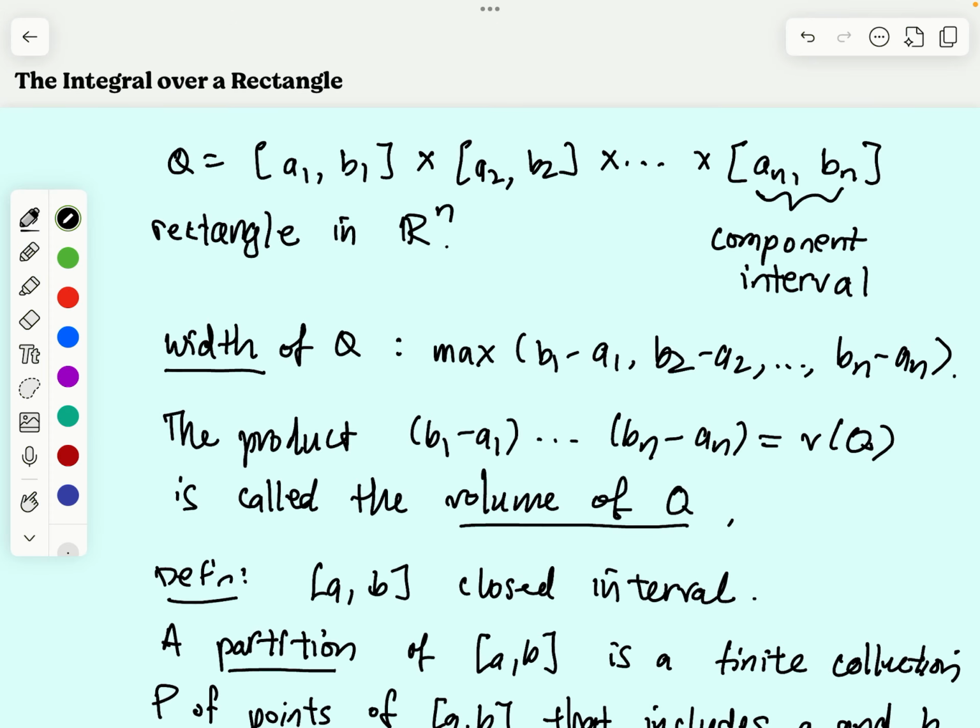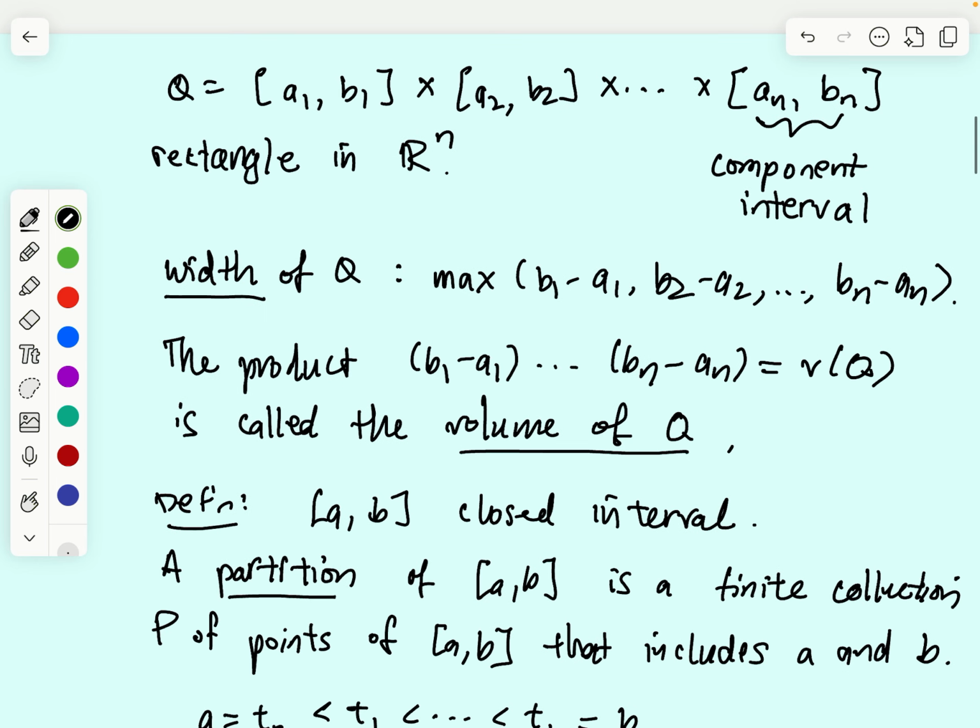In the last video, we talked about the integral of a bounded function over a rectangle. Let me just summarize what we did. If you have a rectangle in Rn, by the way, a rectangle doesn't mean the rectangle that you're used to thinking of. It's what you get when you take n closed intervals and take this direct product, so to speak.